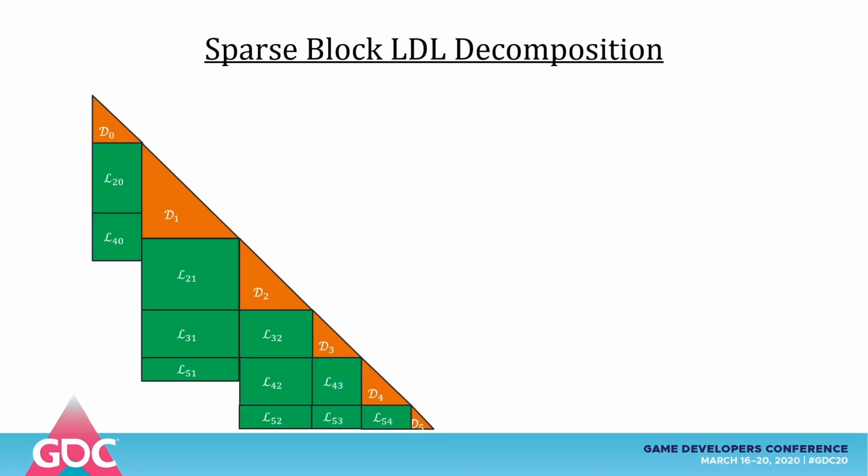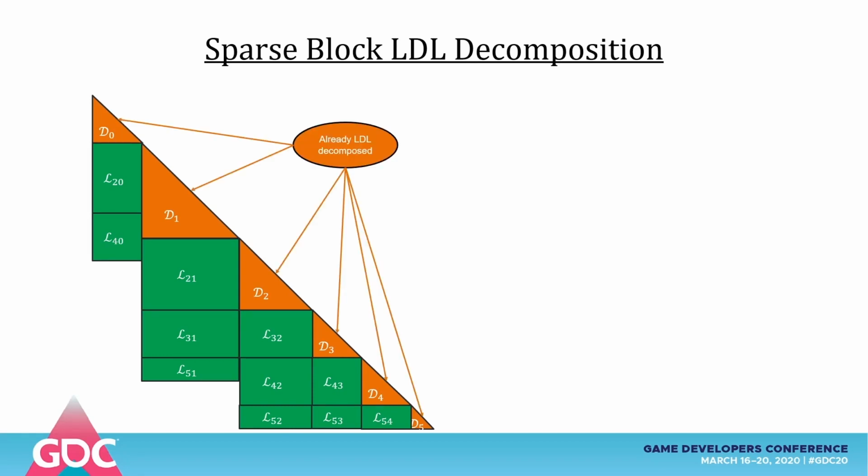After repeating this process on all the pivots, we are left with the block LDL decomposition, with the L matrices replacing the edge matrices, and the D matrices replacing the node matrices. And these node matrices are already LDL decomposed, so it's easy to compute their inverse operator.